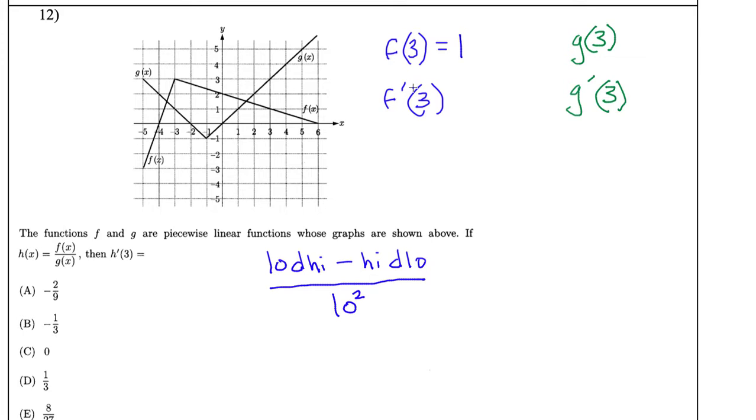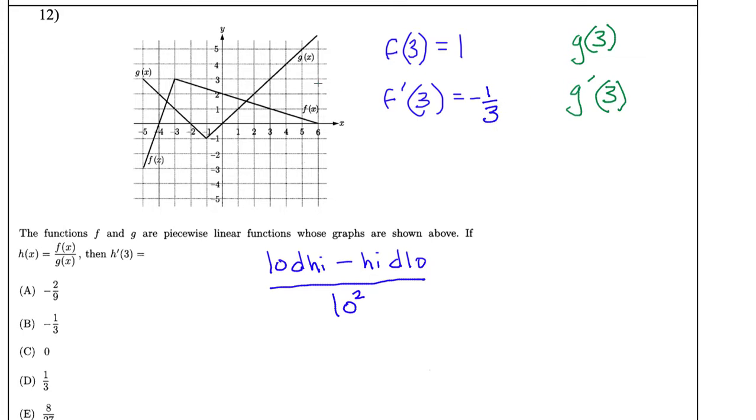F prime of 3 is the slope at 3. So what is the slope of this line right here? Well, it goes down 1, right 3. So is the slope positive or negative, first of all? The slope is negative. If I have a ball on the left and I roll downhill, I'm going to be rolling with a negative slope. So this is going to be negative something. And is it negative 3 or negative 1/3? It is indeed negative 1/3.